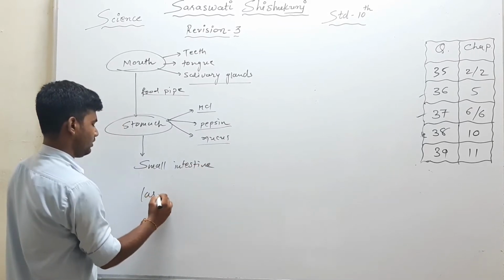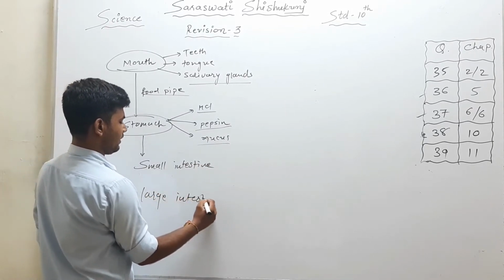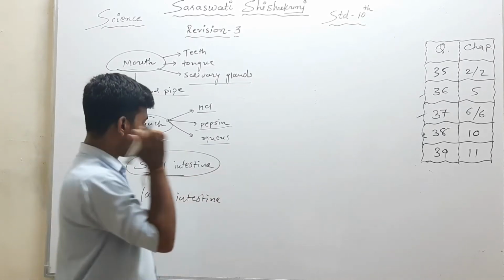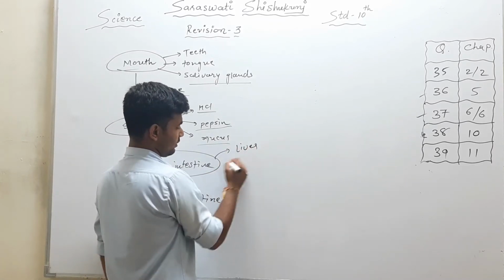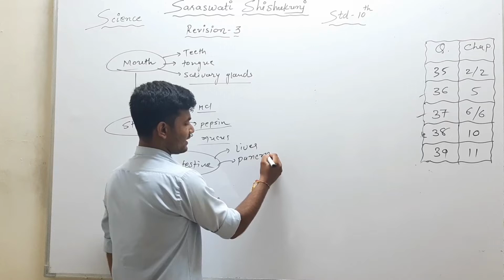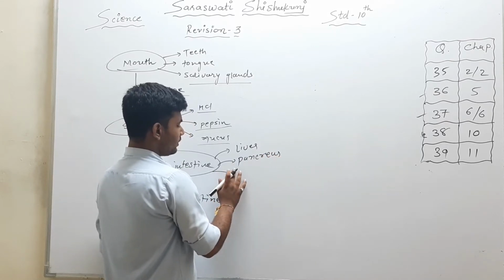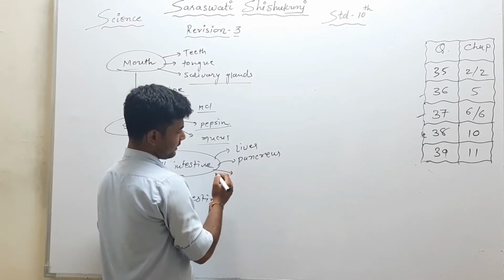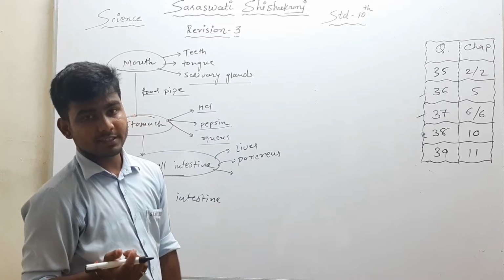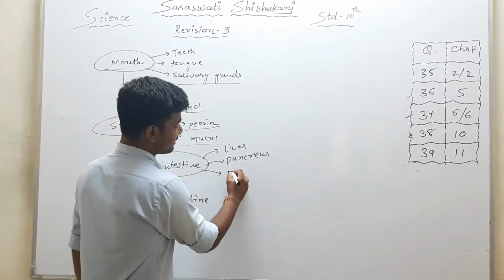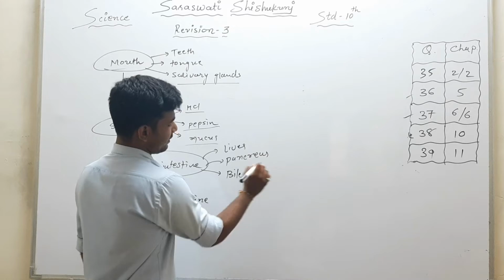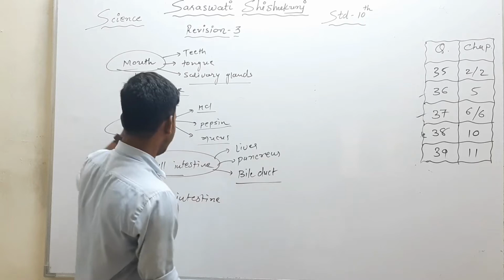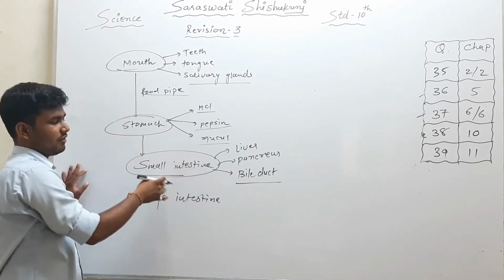From that it will go to the small intestine, then to the large intestine. Now as you know, in the small intestine absorption of that food will be done. Here also there are the liver, pancreas, and the bile duct. From that the bile juice will be secreted. Bile juice is an alkaline, basic medium, so it will neutralize the excess acidity of the food.